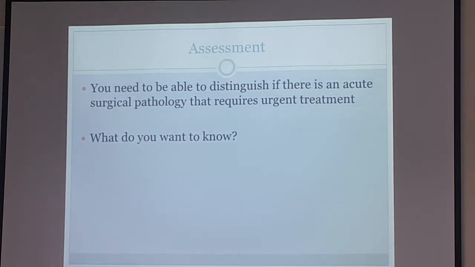First of all, when you go and see that patient, what do you want to know when you go and see them? More about pain? Yeah? History of presenting pain. Brilliant.